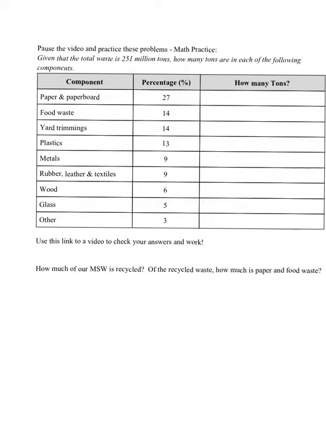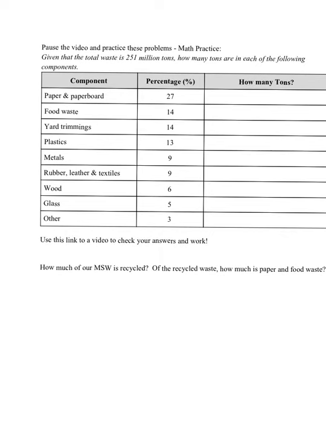So this video is just going to be a quick review of these percent problems. For the paper and paperboard, what you found from your notes is it's 27%. So again, when we do percent problems, we're going to set it up always with percent over 100 equals part over total. We use it all the time and it helps us solve many, many problems. So I'm going to say 27 is my percent out of 100.